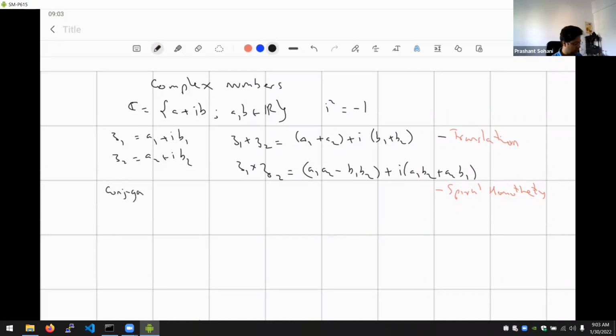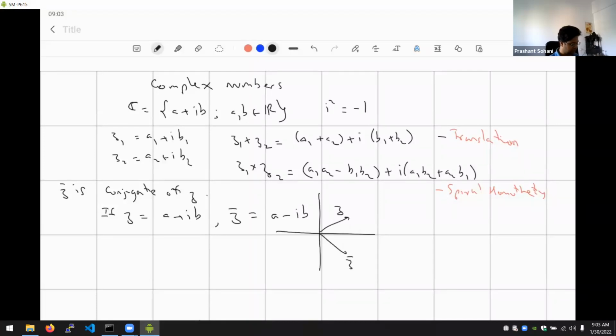The conjugate of z, which is denoted by z bar, is simply the reflection of z in the x-axis. If z is a plus ib, then z bar is defined as a minus ib. So in the normal 2D plane representation, z is over here, then z bar is over here. The same real part, but the imaginary part is reversed. So z bar also has a geometric representation. This is reflection in the line.